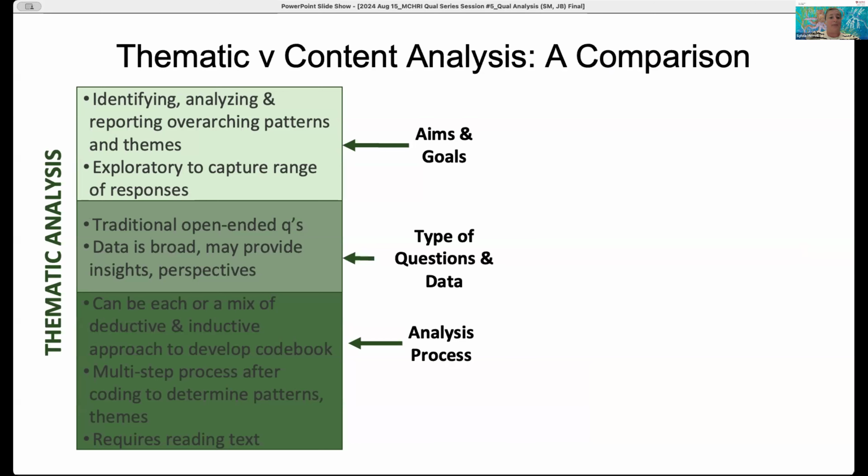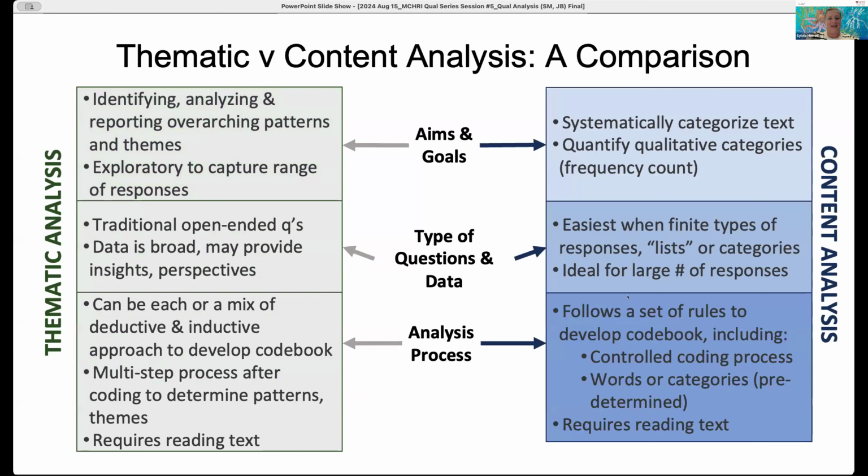significance. The types of questions and data that are collected tend to be traditionally open-ended questions. The data might be broad. The questions themselves might be really broad. And what you're looking for are insights and perspectives. And the process itself for this could be a mix of either deductive or inductive code development, but it tends to also be a multi-step process to determine these patterns and themes. And it requires reading of the text.